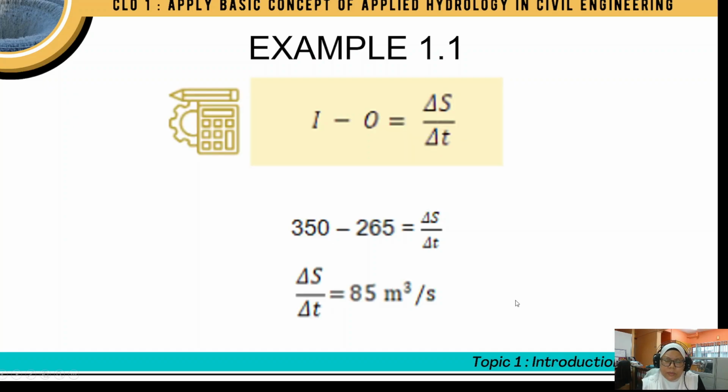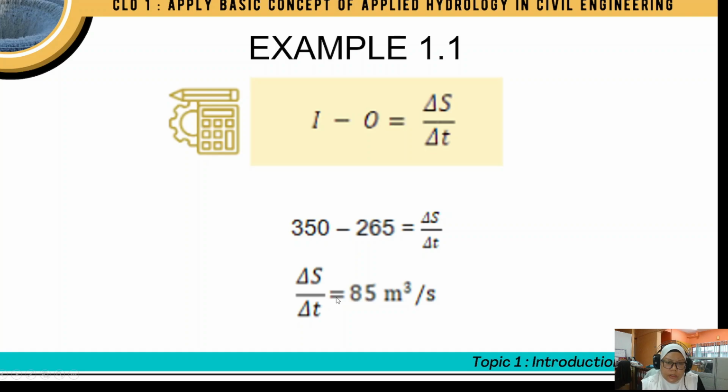So based on the information and intended question given by example 1.1, we can conclude that we can use the formula or equation I minus O equals delta S over delta T, where I is 350 and O is 265. So if we subtract 265 from 350, we get 85 m3 per second. So this value is for delta S over delta T, or we can say the rate of change of storage.